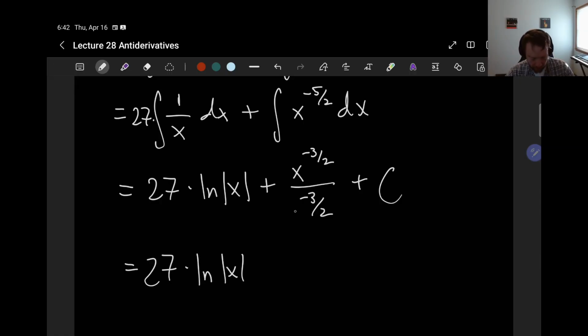And let's simplify. I don't really want to divide by a fraction. And I've got a negative here, so it's minus 2/3 x to the negative 3 halves plus c.